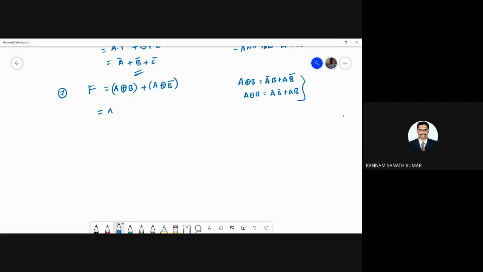Okay, so A bar B plus AB bar, plus A B bar B bar plus A B bar B bar plus A bar. One second.